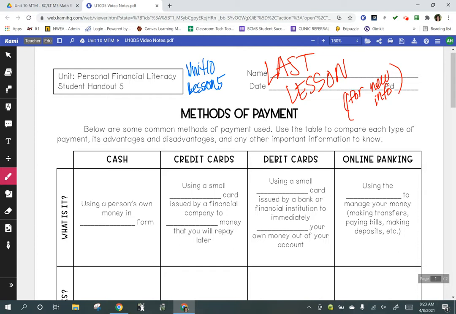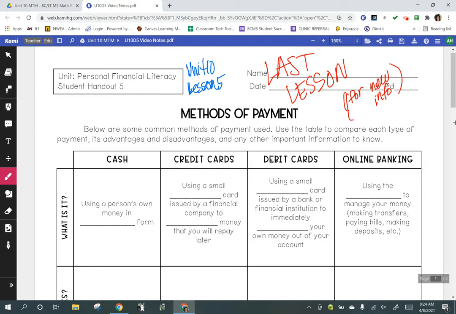You've been talking about interest, compound, simple interest, the cost of credit, the cost of college. Now we're going to be talking about what kind of methods of payment am I going to have options for as I get older to help pay for things. Okay. So below are some of the common methods of payment used. They're not the only ones.